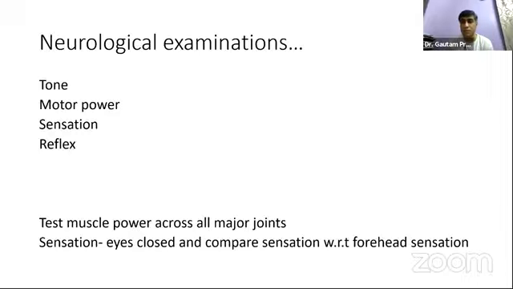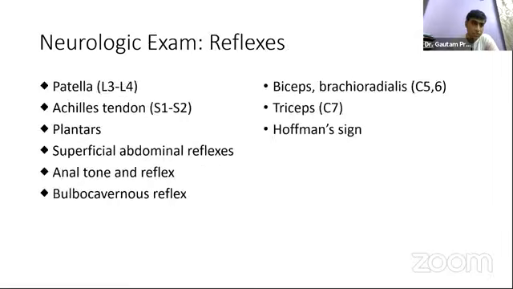Sensation: before we do any reflexes, where we actually hit the patient, you complete the sensory part. Even at times people say you do the sensation part before you do the motor examination. Now, for the sensory part, whenever we are doing it, make the patient lie down completely, let the patient close his or her eyes, and then compare each sensory dermatome with respect to the forehead sensation that we take as normal, and then compare it on both sides, whether the patient has hypo or hyper aesthesia in that particular dermatome, and then check for the reflexes.